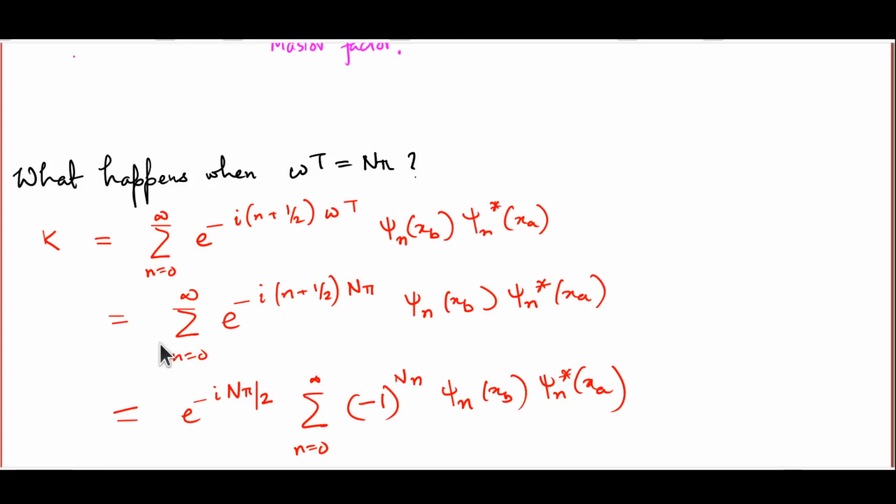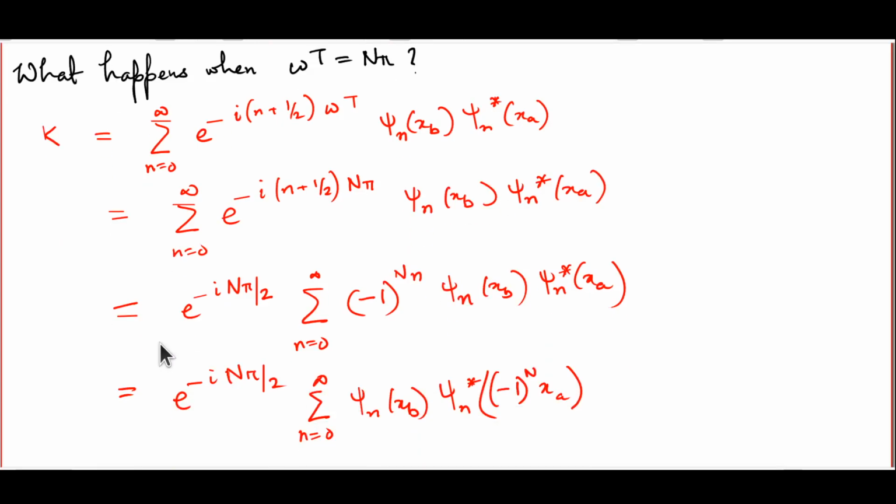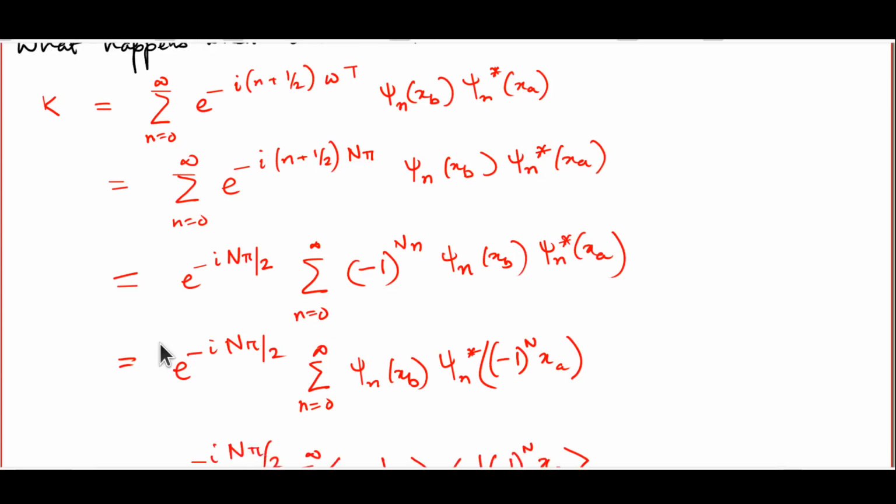Now realize that (-1)^N can be absorbed within a wave function simply by using the fact that ψ_n is either an even function or an odd function of x, depending on whether small n is even or odd. And using that, you can rewrite the sum in this form.